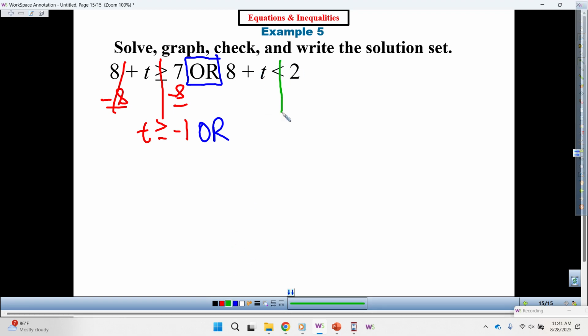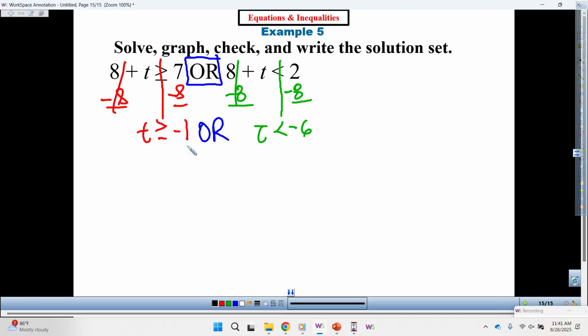Let's do the second part in green. Line down the inequality symbol. What do we do to leave t by itself, everyone? Minus 8, minus 8. t is less than negative 6. Look up. This is the solution.